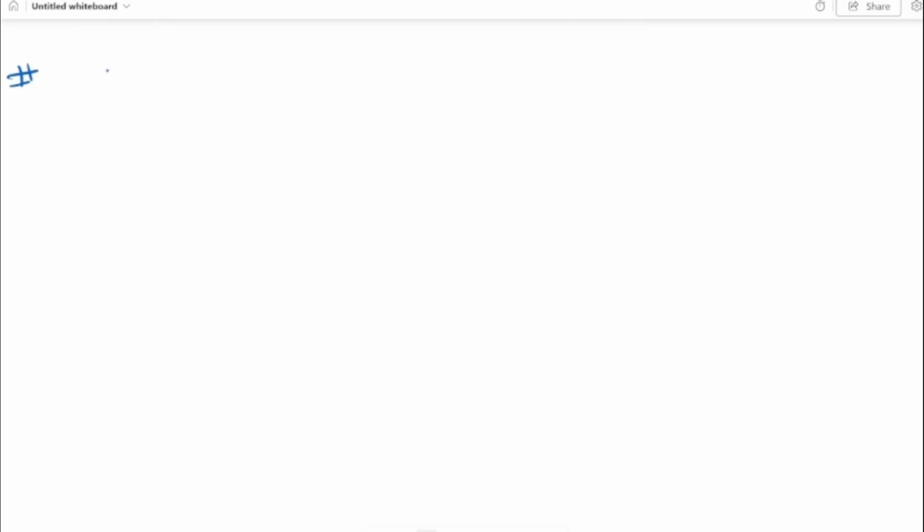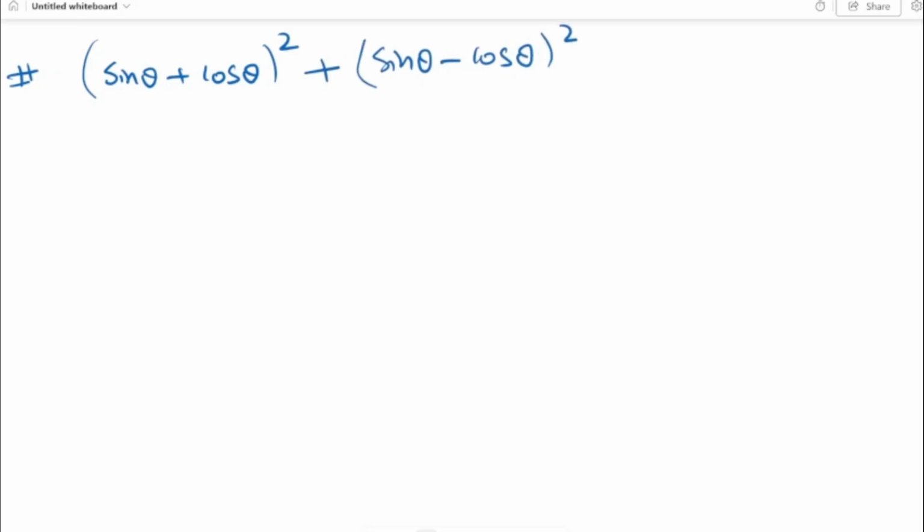Say, for example, somebody asks you this question: (sine theta plus cos theta) whole square plus (sine theta minus cos theta) whole square. If you look closely, this is more of an algebra question than trigonometry. He's asking you what is (a plus b) whole square plus (a minus b) whole square. Go back and recall what (a plus b) whole square is. That's an expansion: a square plus 2ab plus b square.